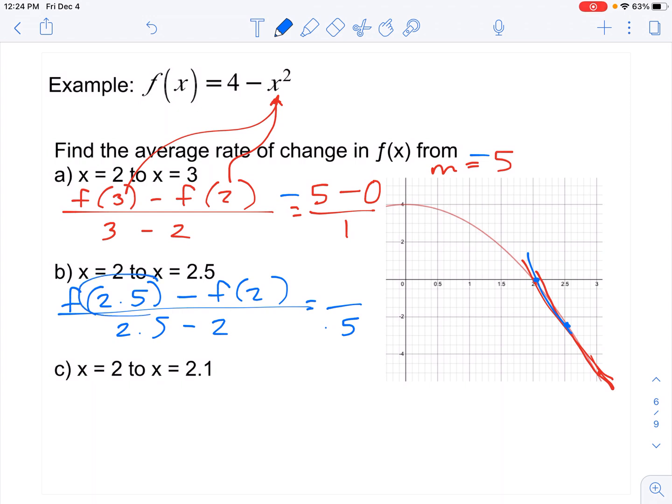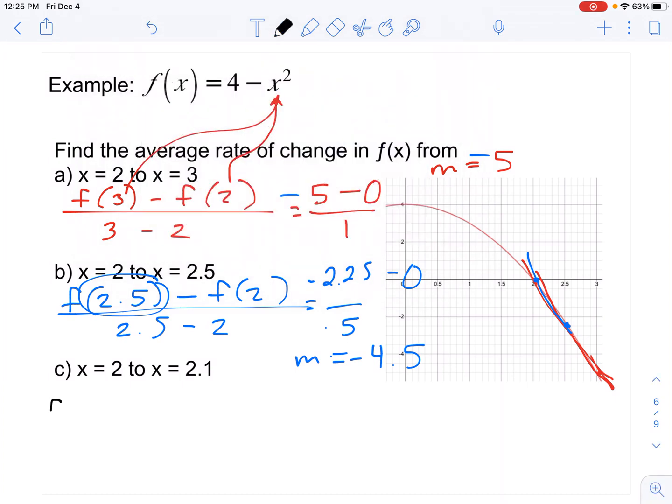And I can find f of 2.5 by substituting it into the function. So I'm going to do 4 minus 2.5 squared, and I got negative 2.25. And then I'm going to substitute 2 in, and I get 0 again. And then I'm going to do negative 2.25 divided by 0.5, and I get a slope of negative 4.5.